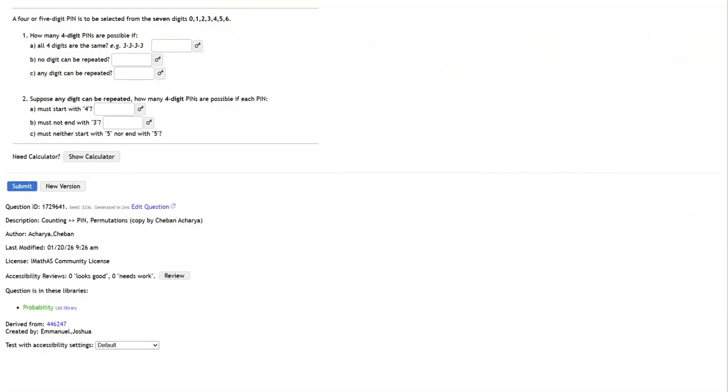Now let's do the next part, question number 2. You make a 4-digit pin again. Let's see how many ways you can choose the first digit. Remember that you must start with 4, so there is only one digit you can choose, 4, which is the only one way to choose the first digit.